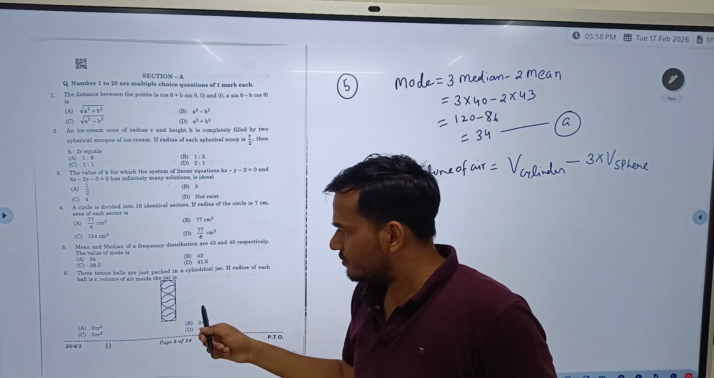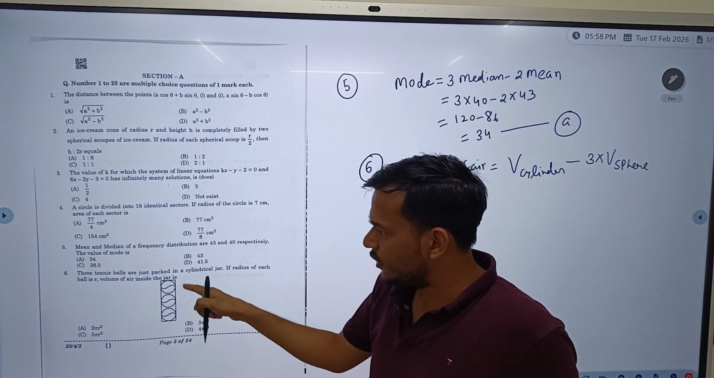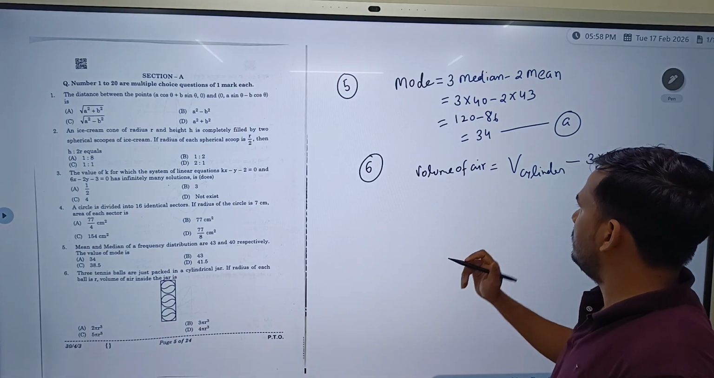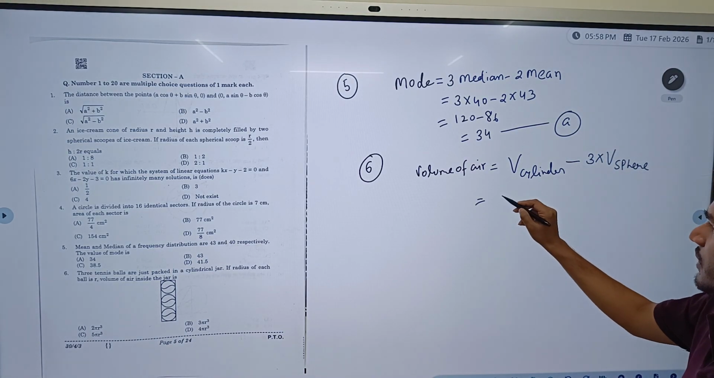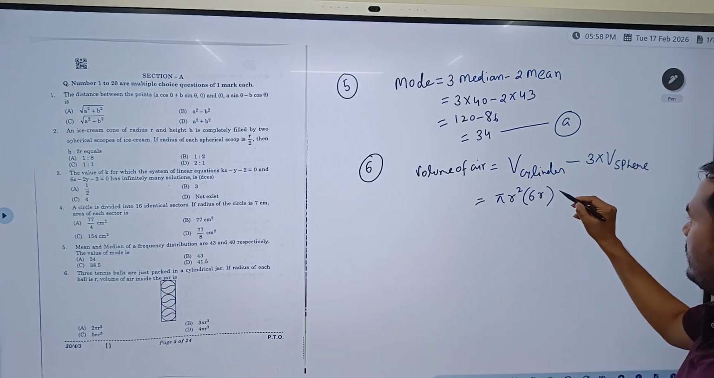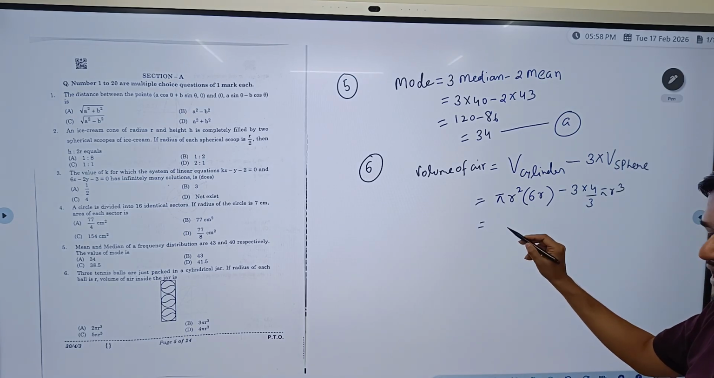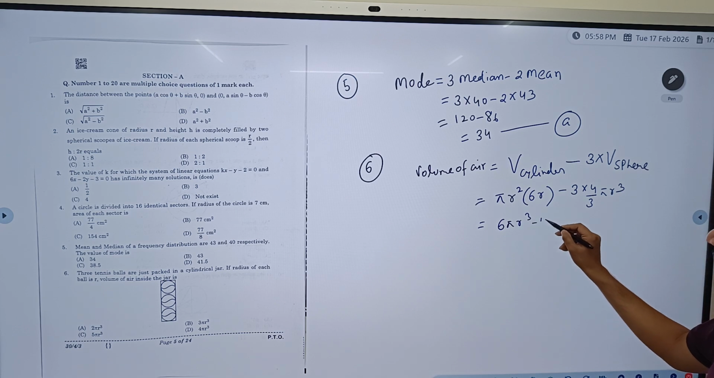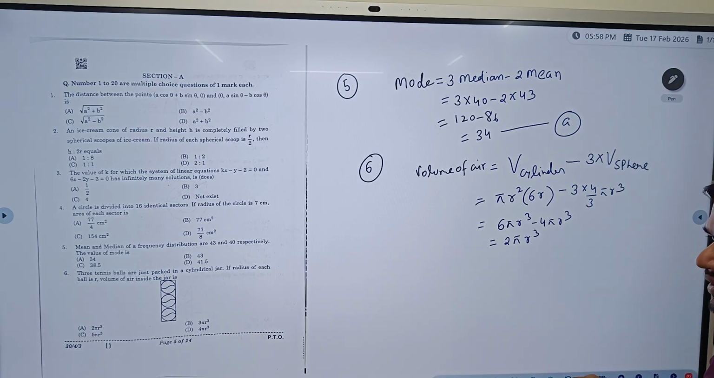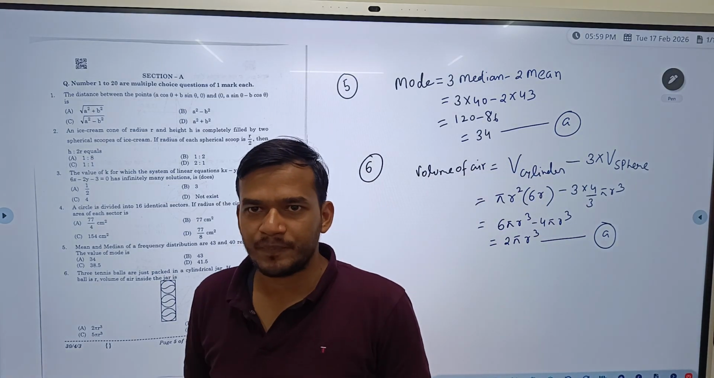Now in this cylinder, you can see this cylinder consists of 3 spheres. So the height of the cylinder will be equal to 6r and the base radius of the cylinder is equal to r only. So the volume of the cylinder will be pi r square, height is 6r. So pi r square into 6r minus 3 into 4 by 3 pi r cube. So this will be 6 pi r cube minus 4 pi r cube. So that is equal to 2 pi r cube, and this is option A. So the sixth one is option A.